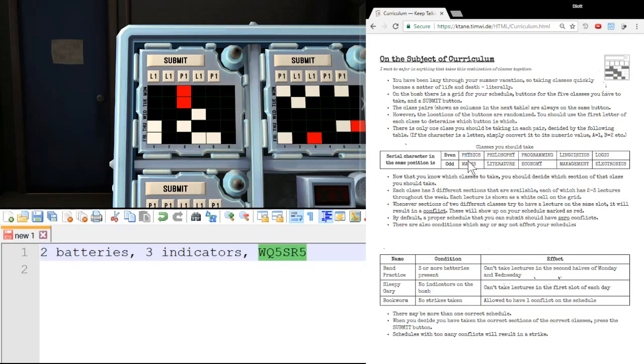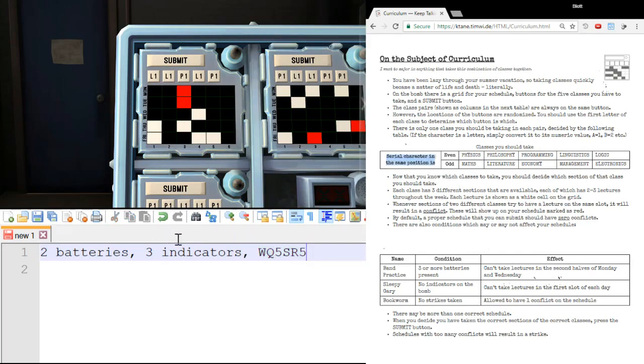So if it's a number, you're going to go even or odd. If it's a letter, you convert it to a number, and then you go even or odd. So for this particular bomb in its entirety, not just this particular module, but for this whole bomb as a whole, we're going to look at the first 5 serial numbers.